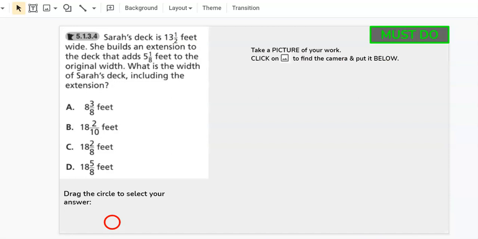And then you have a story problem to do on your own. It's the same thing, you're adding mixed numbers here, but make sure that you are showing all of your work on your whiteboard, taking a picture, and then dragging the circle to choose the best answer.